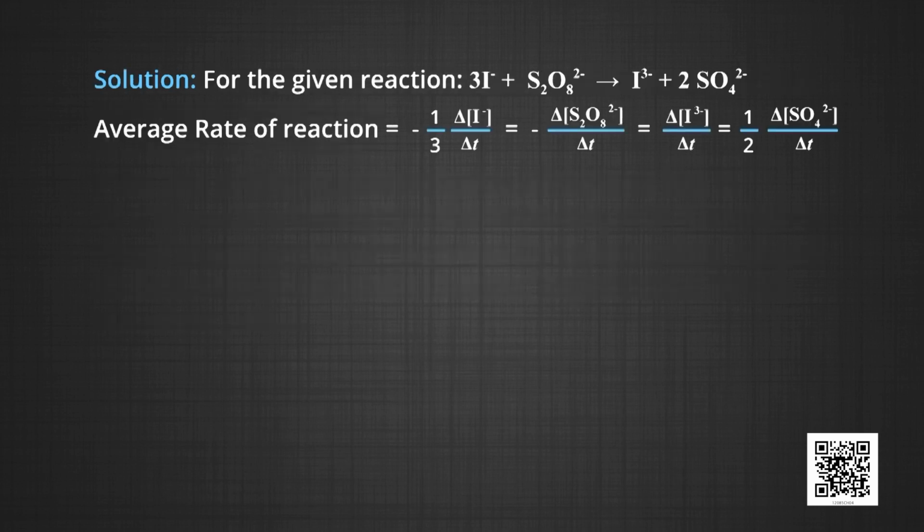The solution: for the given reaction, the average rate of reaction is equal to minus 1 by 3 delta molar concentration of iodide ion divided by delta T. It is equal to minus delta concentration of peroxy disulfate ions divided by delta T. It is equal to delta molar concentration of I3 negative ions divided by delta T. It is equal to half delta molar concentration of the sulfate ions by delta T.